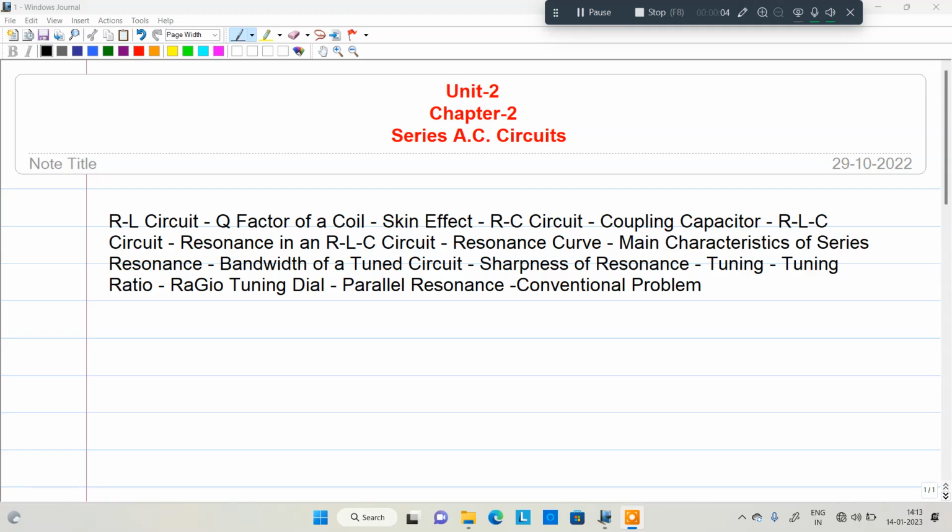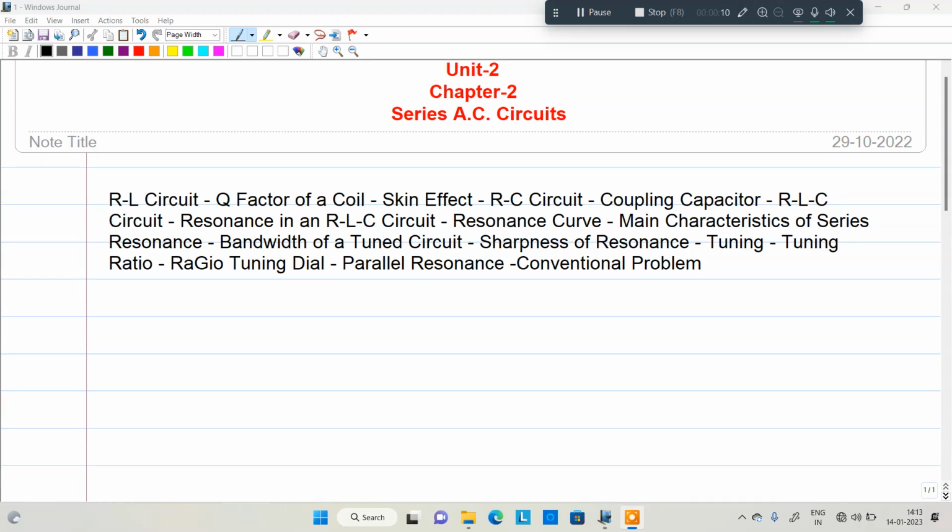Now we are moving to unit number 2, chapter number 2, series AC circuit. In this particular video, we are going to discuss one part of the syllabus. The first video covers the real circuit, quality factor and skin effect. So in this video we are going to discuss this particular part.